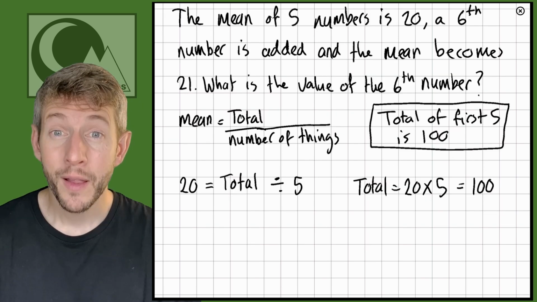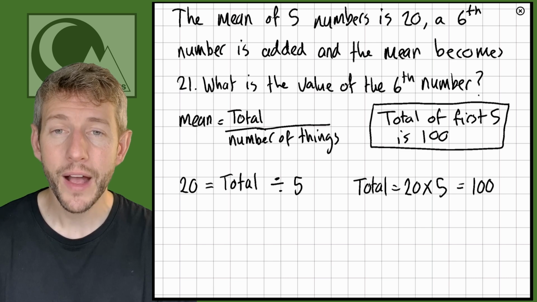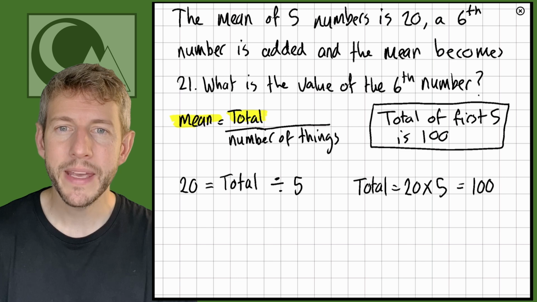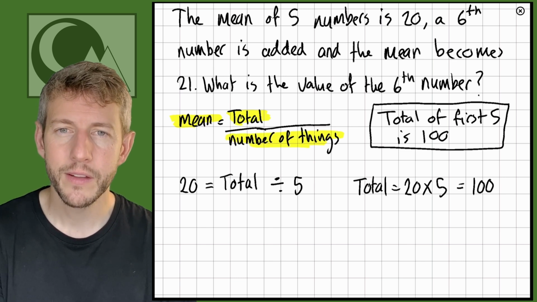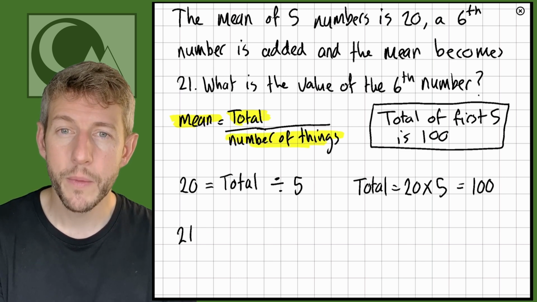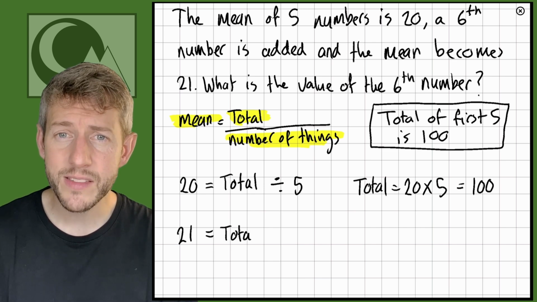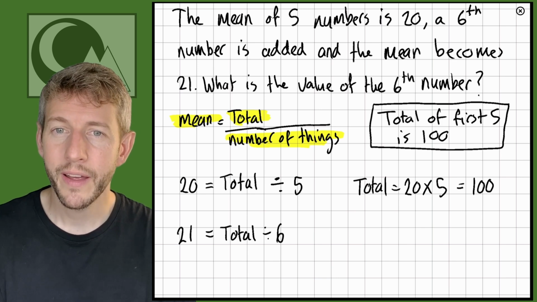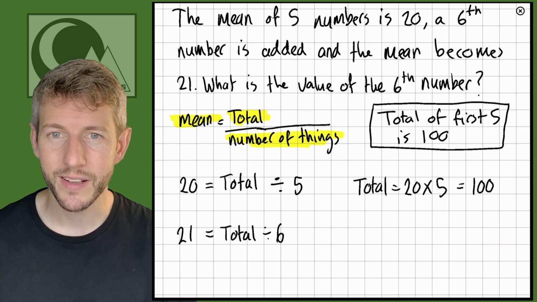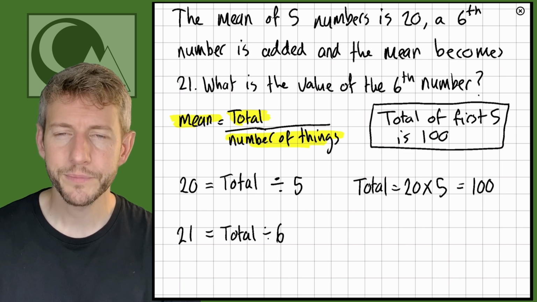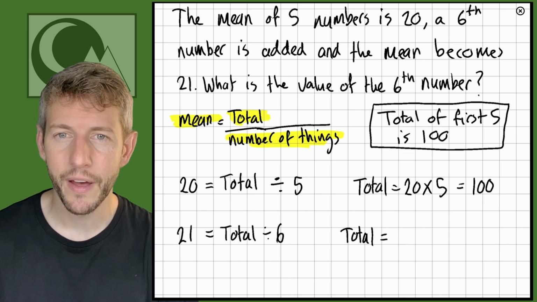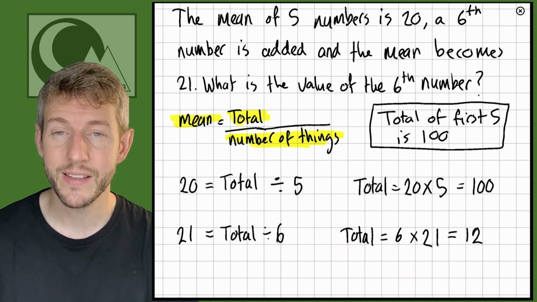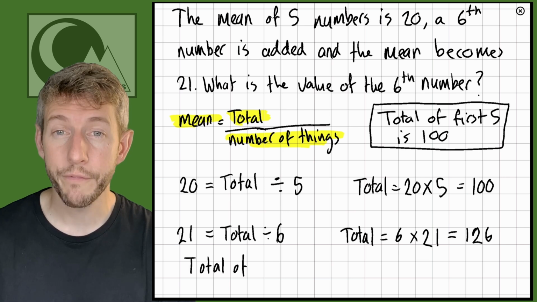Okay, so think about that. The second part of the question tells us that six numbers have a mean of 21. So remember, the mean equals everything added together divided by the number of things. So the mean is going to be 21, and that's going to equal everything added together divided by 6. So 21 equals everything added together divided by 6. So remember our reverse calculation, which tells us then that everything added together has to equal 6 times 21. So 6 times 21 is 126. So that is the total of the six numbers.